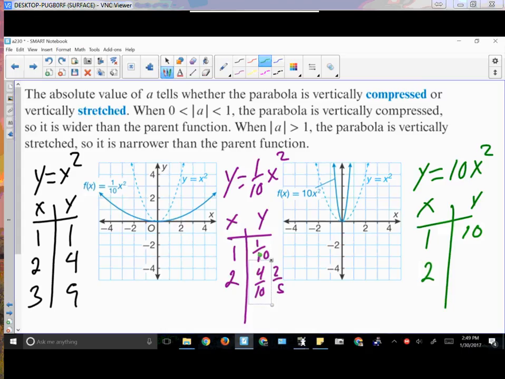If I put in 2, 2 squared goes to 4, but 4 times 10 is 40. So instead of coming over here to 2 and going up to 4, it's got to go all the way off the graph up to 40 before it gets to the next point. So a larger number makes it go up faster, vertically stretched, but it gets narrower.